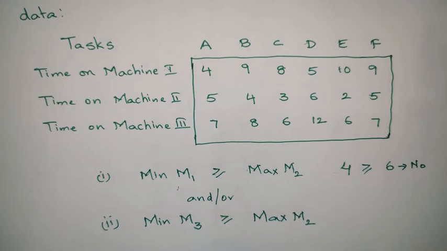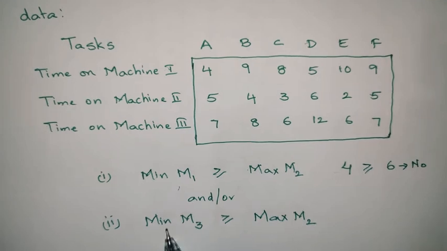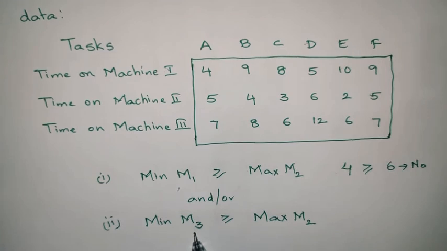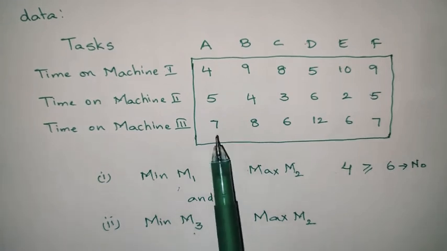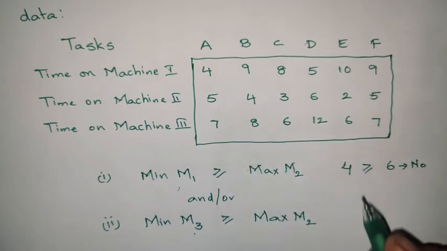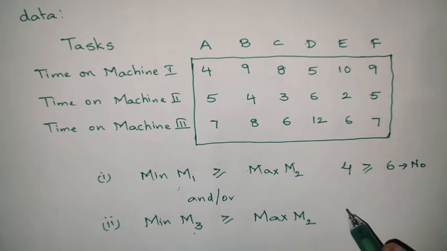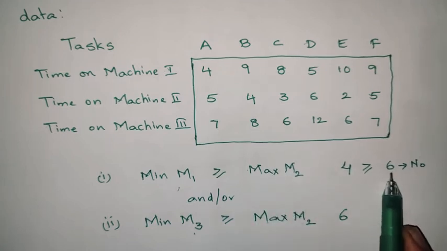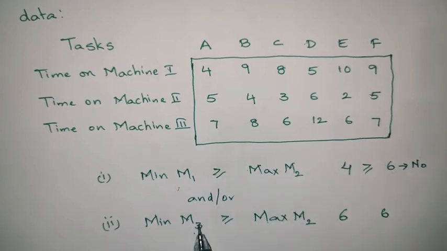Let us check the second condition: the minimum value of M3 on machine 3. The machine 3 process times are 7, 8, 6, 12, 6, 7. The minimum value is 6. Next, the maximum on machine 2, which we already found, is 6. So 6 should be greater than or equal to 6. Here the condition is satisfied, 6 is equal to 6. Yes, the condition is okay.